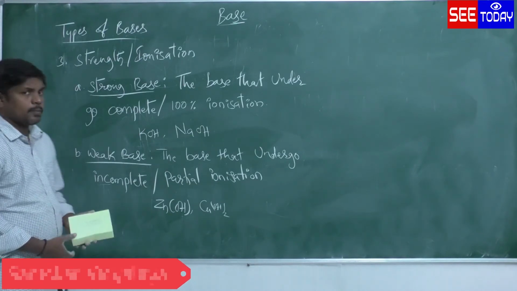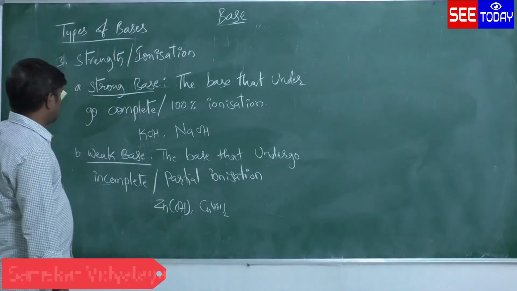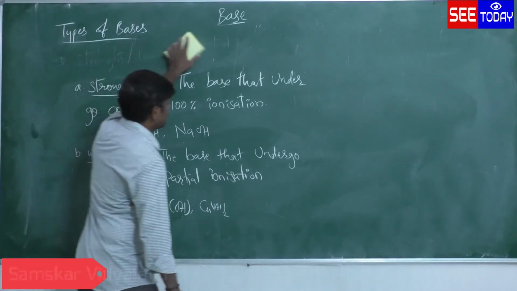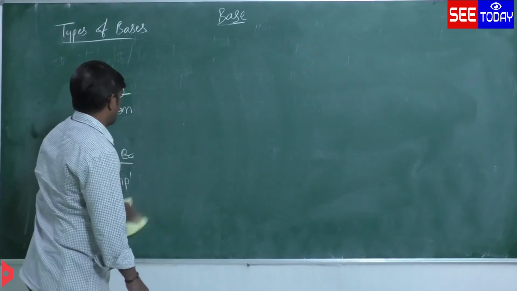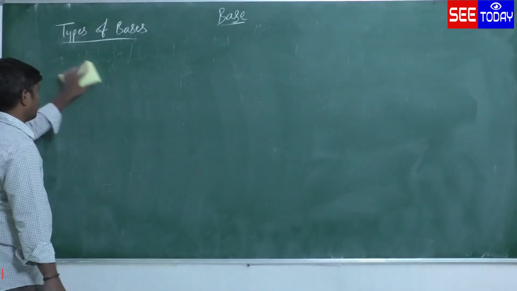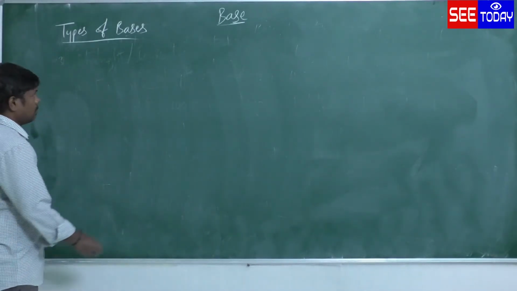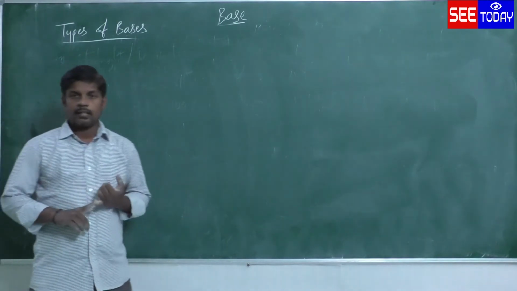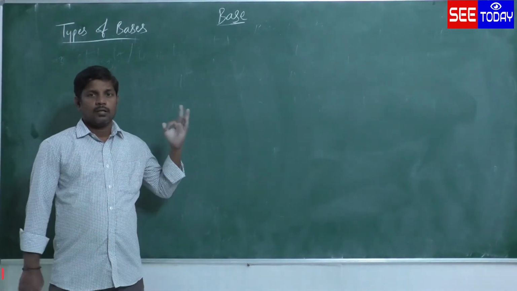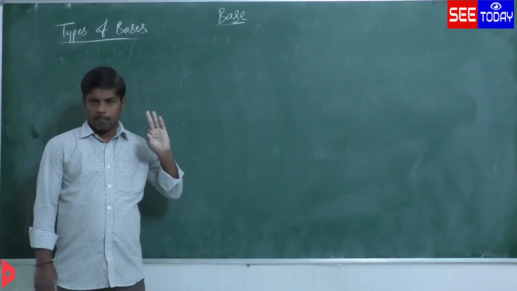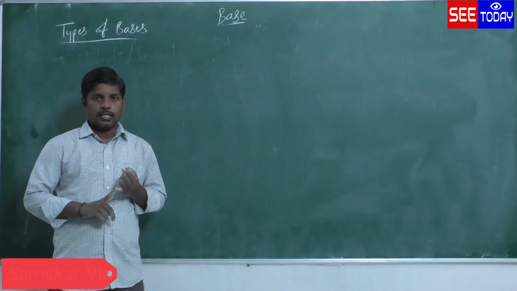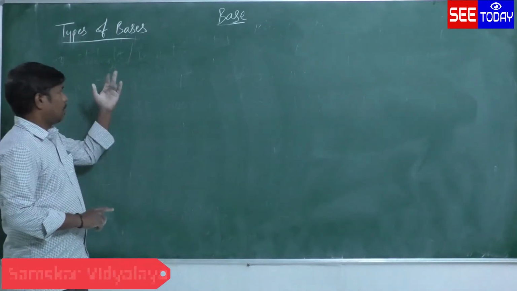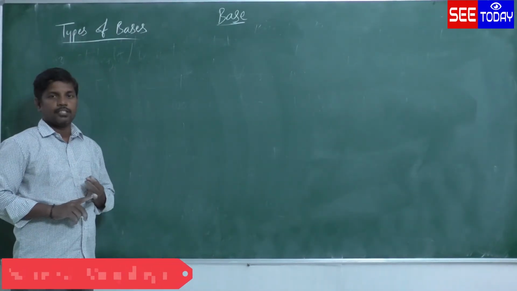So bases are divided into three different types based on three things. First one is based on water level, second one based on strength, and third one based on acidity. Water level, ionization, and acidity, right?